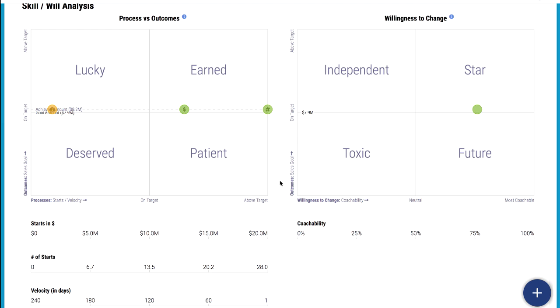If you have any questions in regards to the quadrants in the scorecard or the Team tab, please reach out to your customer experience manager.